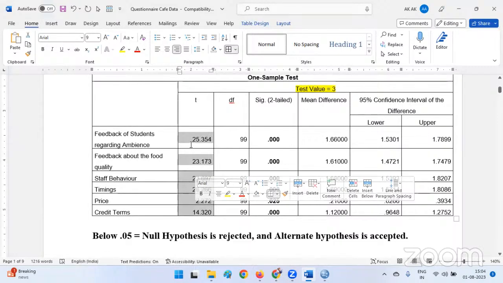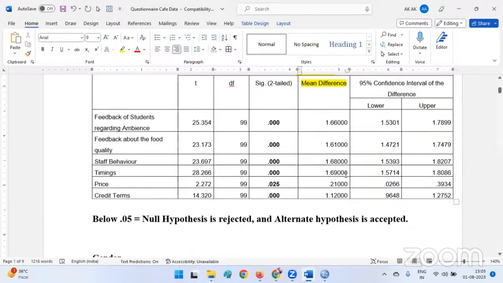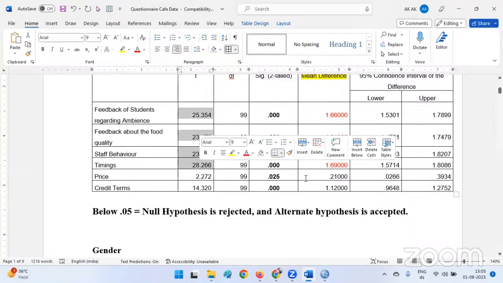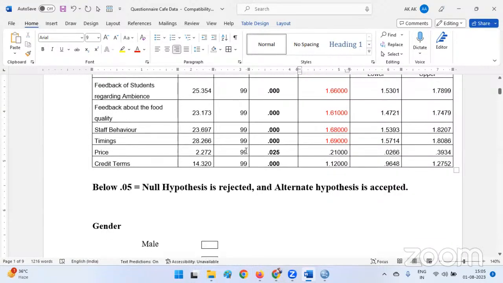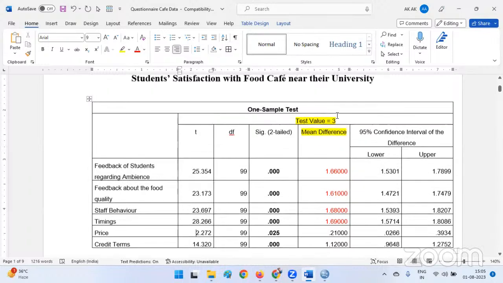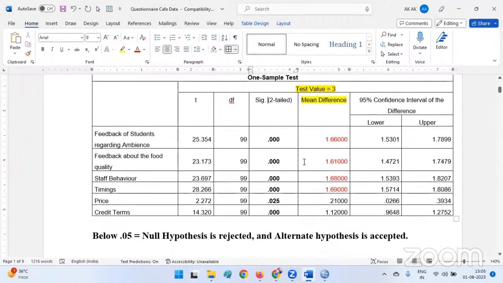This is the t value. A higher t value depicts that the difference is high. Now you can see the mean difference also here. Mean difference shows 1.66, 1.61, 1.68, 1.69, a very high mean difference, and similarly a very high t value also. In case of price, the mean difference is very less, and also the t value. So t value is a reflection of the difference of mean between 2 points, like one is the test value and another is the actual value of mean. If you want to test it, you can see it.